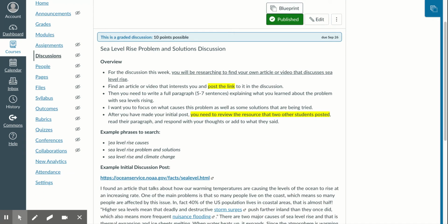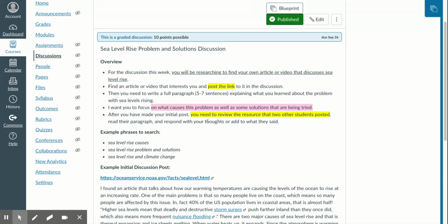So, you're going to research sea level rise. I do have some example phrases for you to research right here. You're going to find an article or a video that interests you, and you're going to post the link to that in the discussion. Then you need to write a full paragraph, so 5 to 7 sentences, explaining what you learned about the problem with sea level rising. I want you to focus on what causes this problem and also talk about some solutions that are currently being tried. After you've done that, like I said, you'll write your full paragraph with your link, then you'll post that.